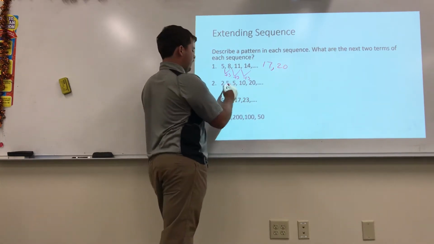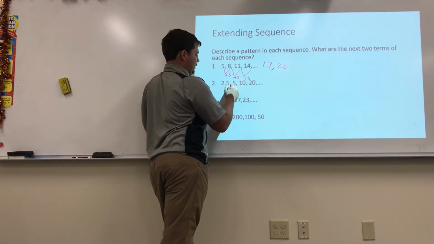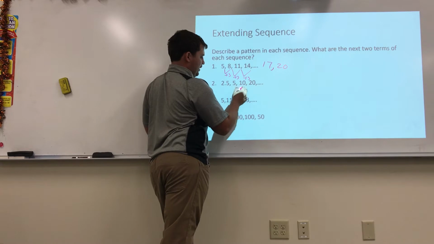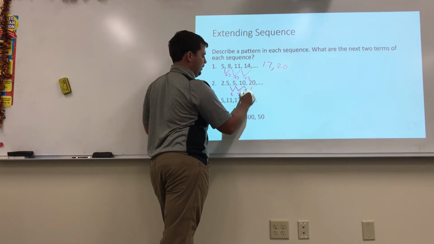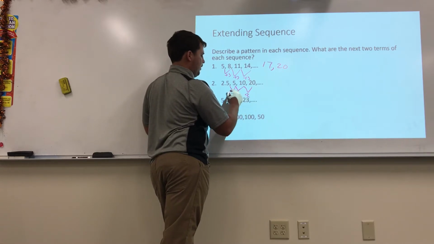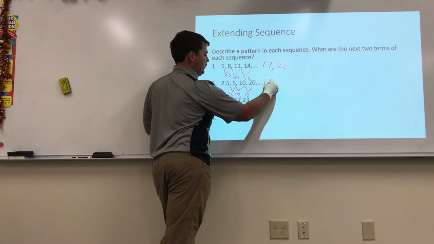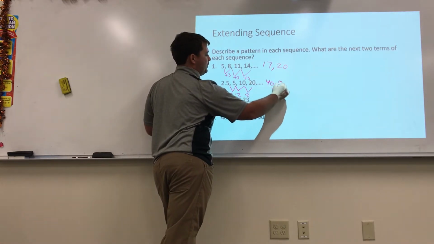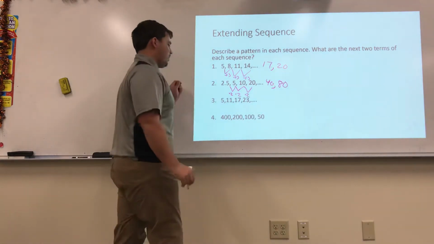This one looks like we could have added 2.5. That's not going to work because I get 7.5. Multiply by 2, multiply by 2, multiply by 2. Alright, so the next one would be 40 because 20 times 2 is 40, and 40 times 2 is 80. Those are my next two.